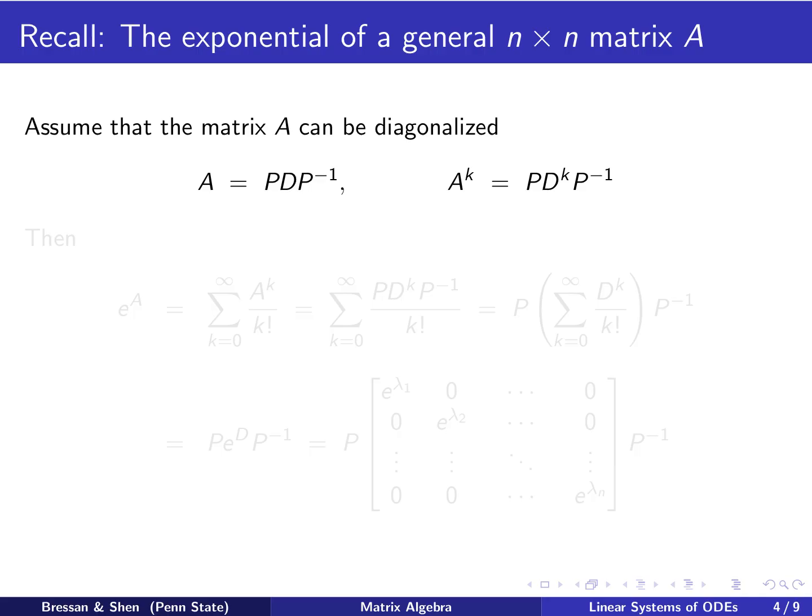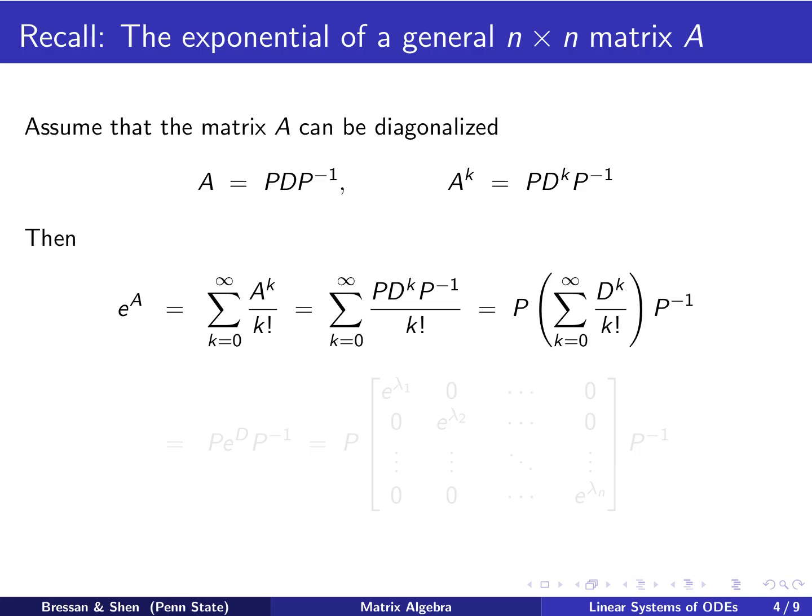And then the general exponential function for a more general n by n matrix A will be the following. We still have a condition here that the matrix A can be diagonalized. So A can be written as P times D times P inverse. And then you can use that to write A to the power K as P times D to the power K times P inverse. All this we have seen already several times in the previous lectures.